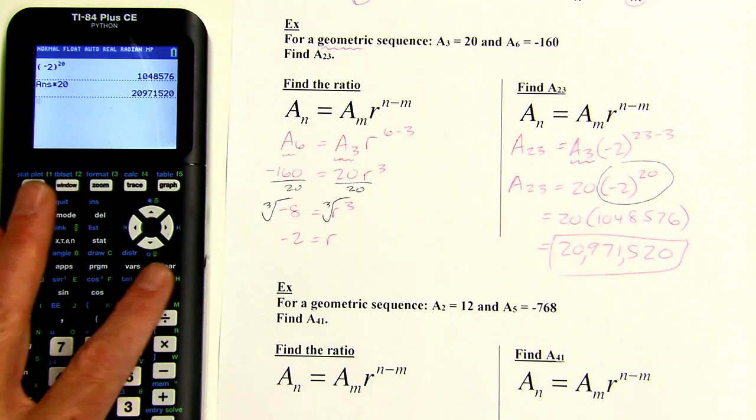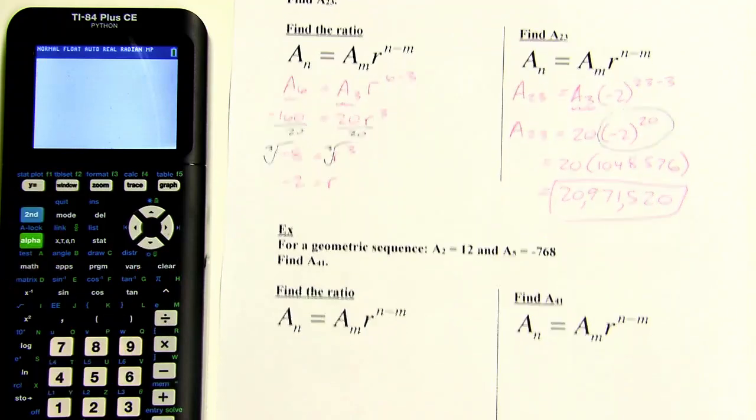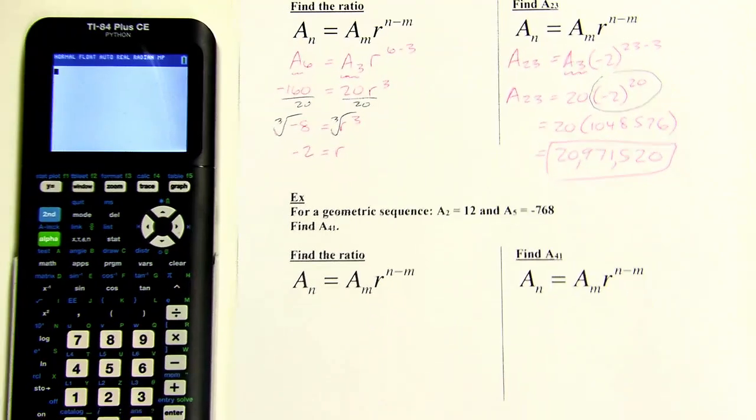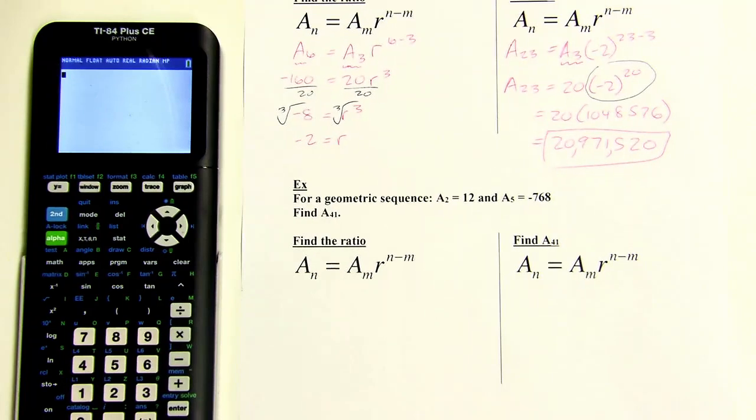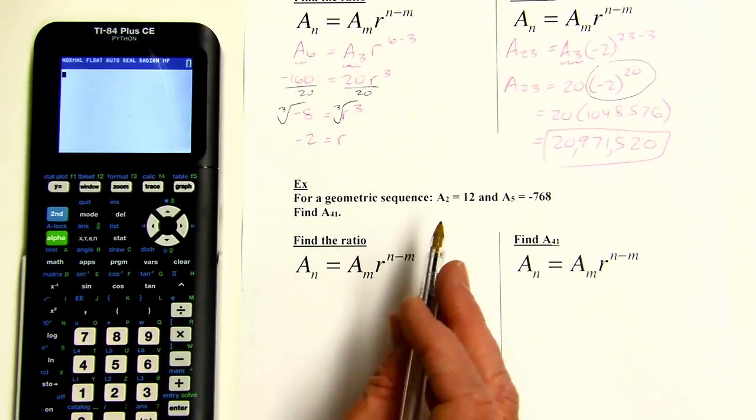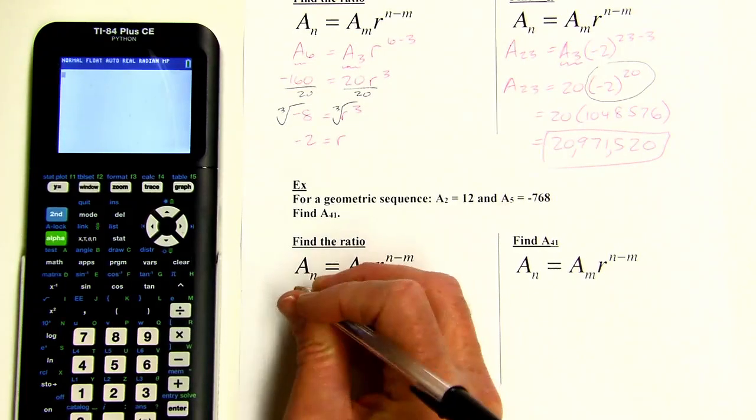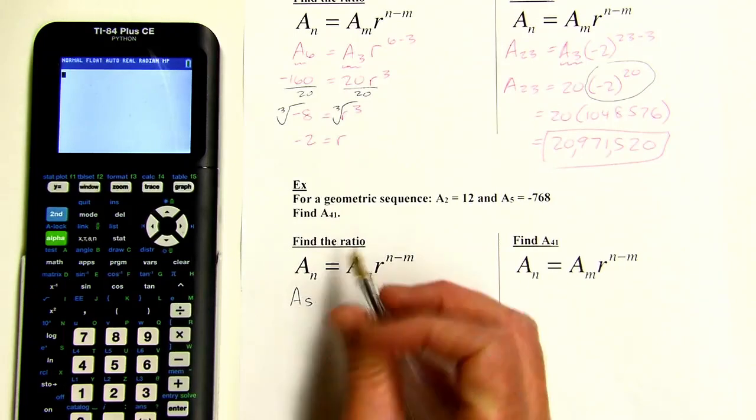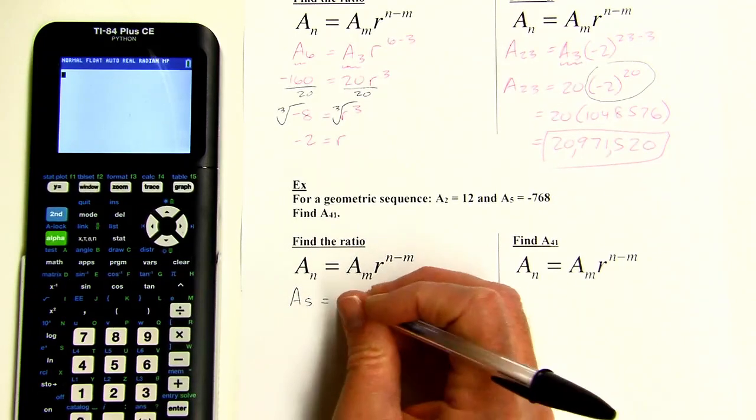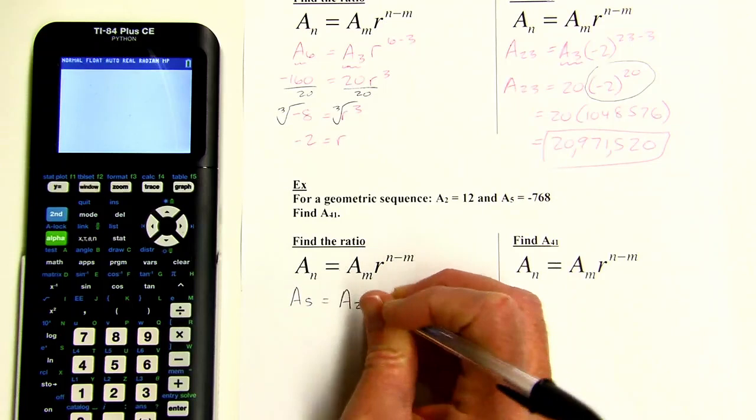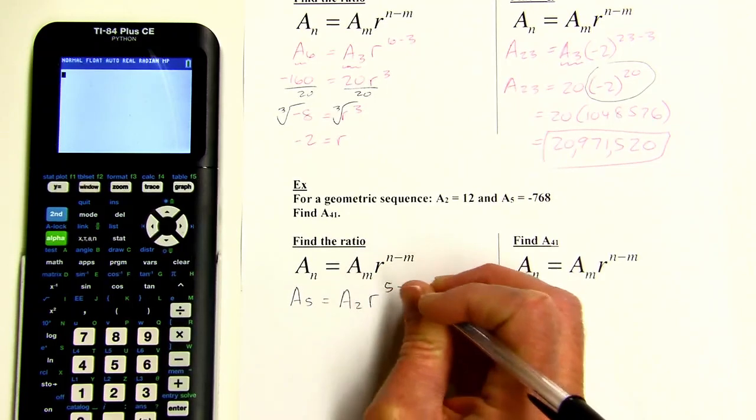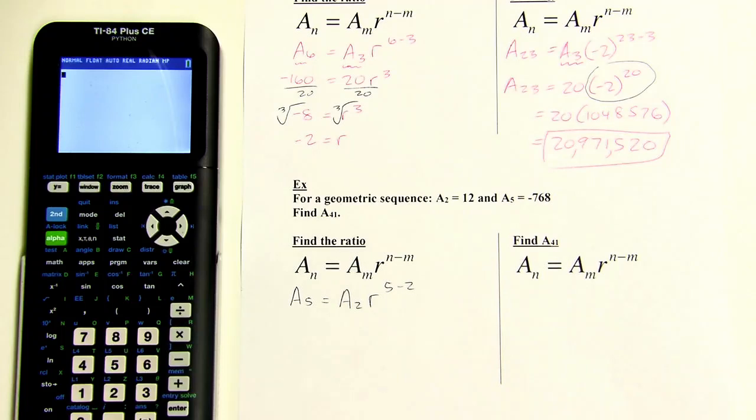Okay, let's try another one. This is going to be a similar problem, just some new numbers here. I'll use my black pen to make it a little easier to see here. Okay, so I'm going to put the higher term number in the first slot, so I'll put a sub 5 there and a sub 2 here, and then 5 minus 2 then would be the exponent, okay?